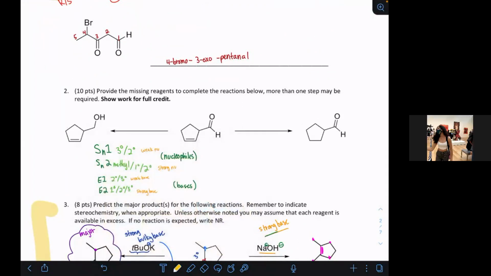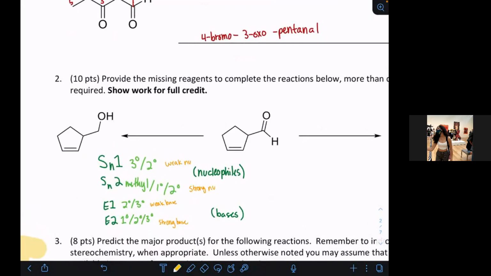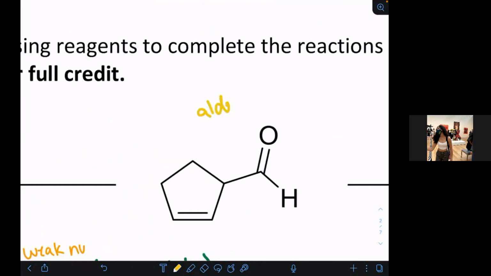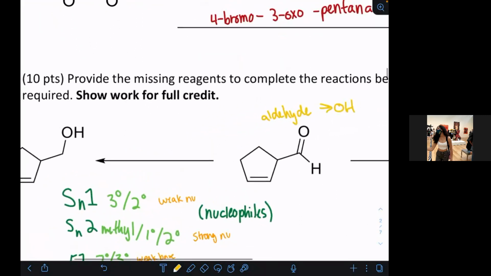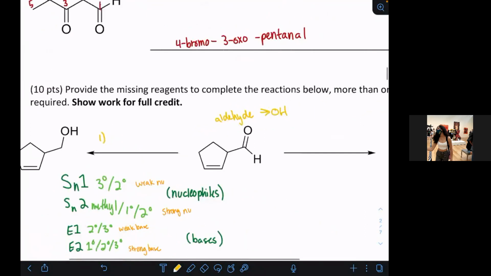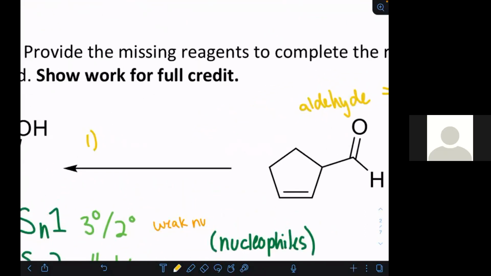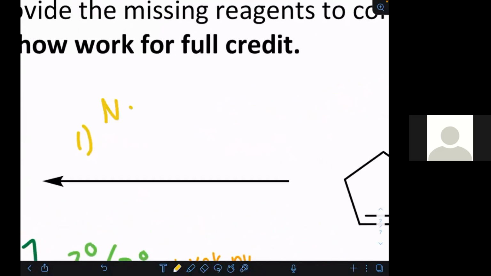Okay, for number 2, let me see. Go from an aldehyde to OH. Thinking. Oh, okay. This one, well, it could be either of them. I want to check on both of them. Because there's NaBH4, and then there's also another one.